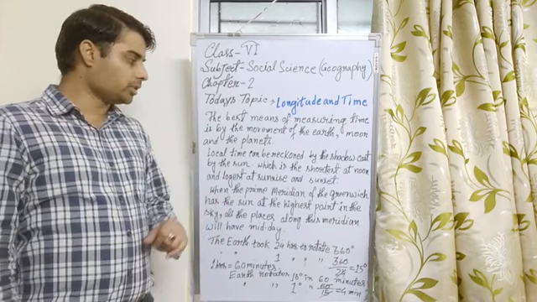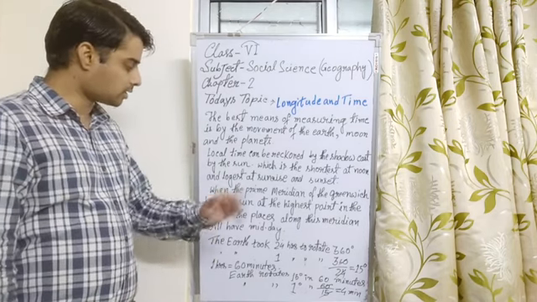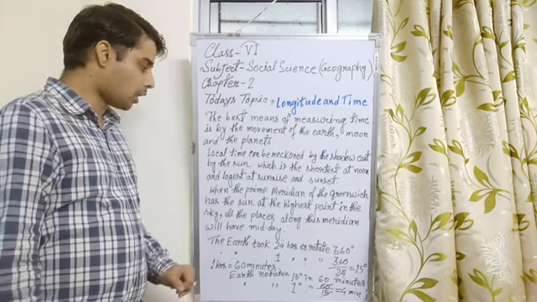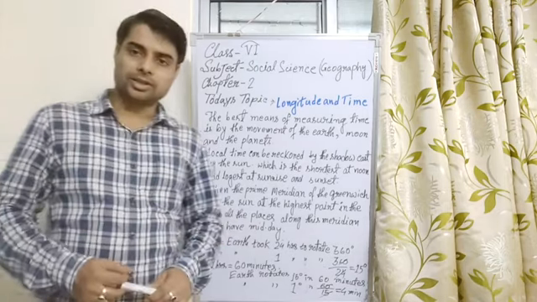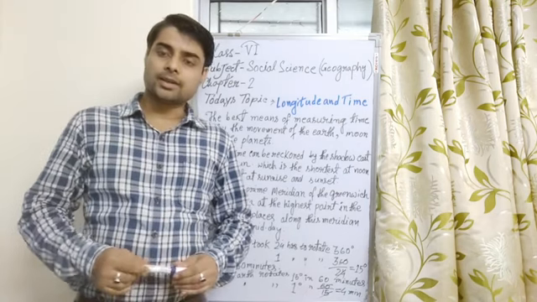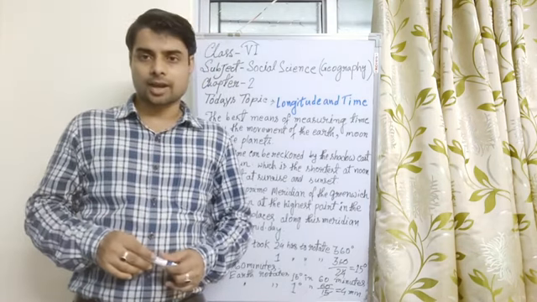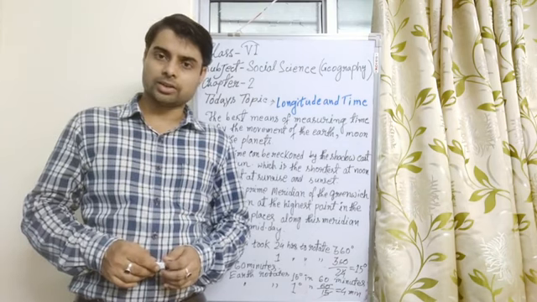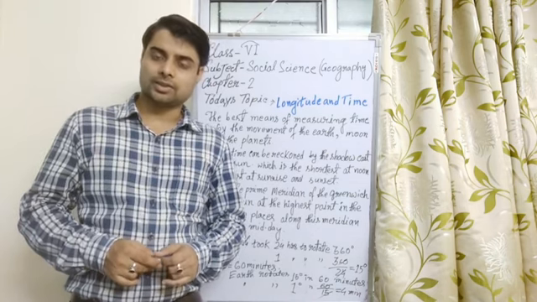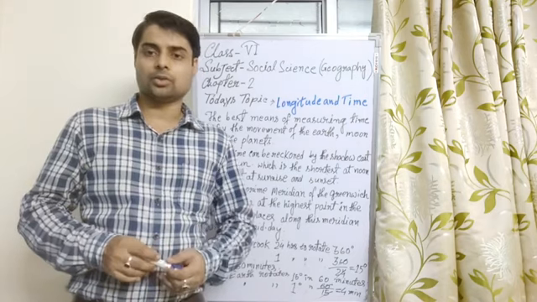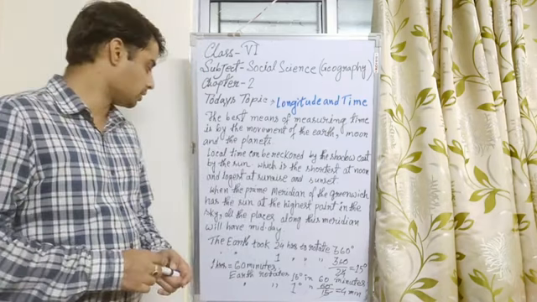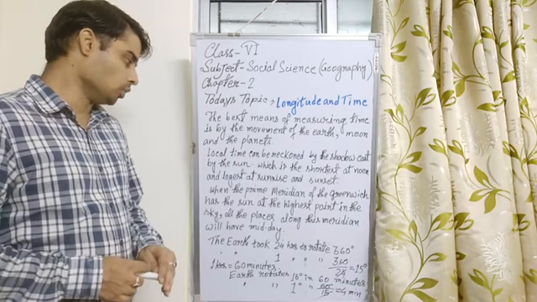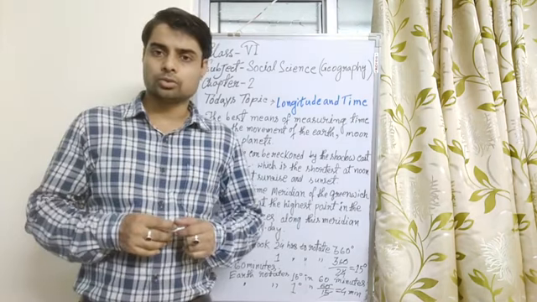When the prime meridian at Greenwich has the sun at the highest point in the sky, all the places along this meridian will have midday. So when the sun is at the midday sky on the prime meridian, 0 degree, all the places situated on this prime meridian are measured as 12 noon. How do we calculate these things?